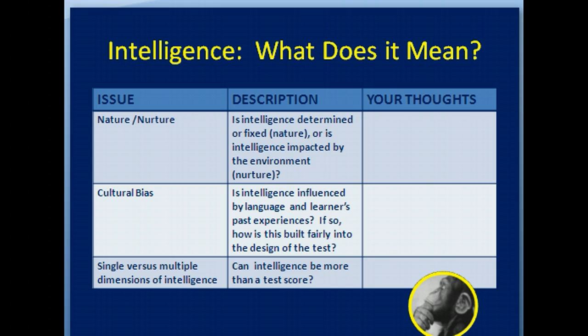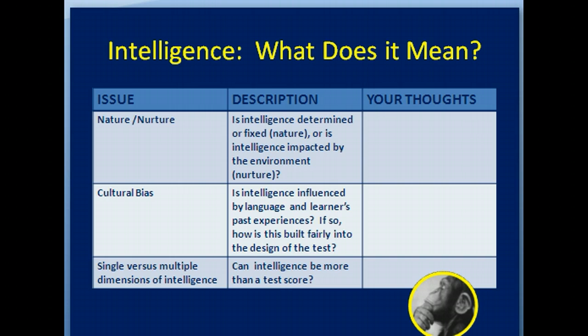Now this particular slide has three categories. One category up at the top is issues. The next category to the right of that is description, and then to the right of that is your thoughts. What I'd like you to do is look at each issue and the description, and then jot down on a piece of paper some of your own thoughts relative to that issue. So for example, under nature and nurture, is intelligence determined, or is it fixed? Or is intelligence impacted by the environment? Is it nature? Is it nurture? Or is it a combination?